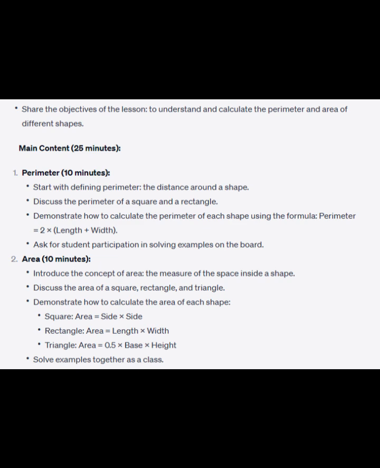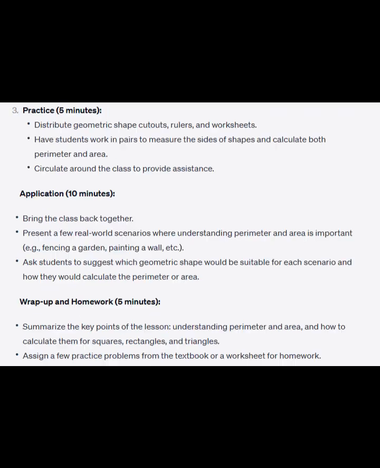Square: area is equal to side times side. Rectangle: area is equal to length times width. Triangle: area is equal to 0.5 times base times height. Solve examples together as a class.